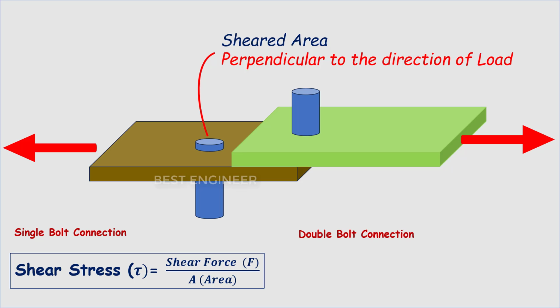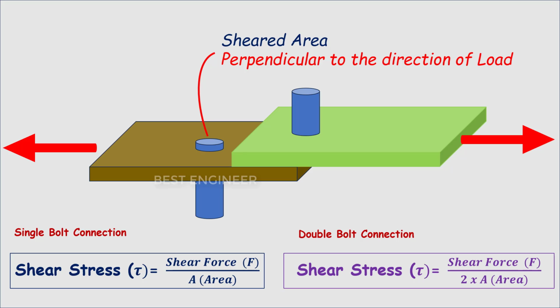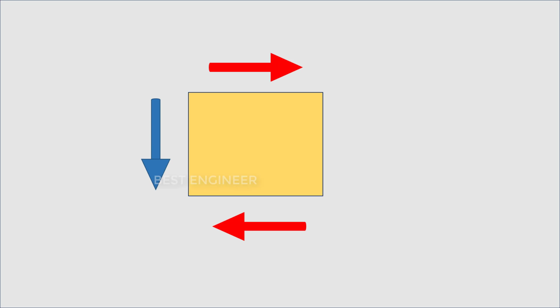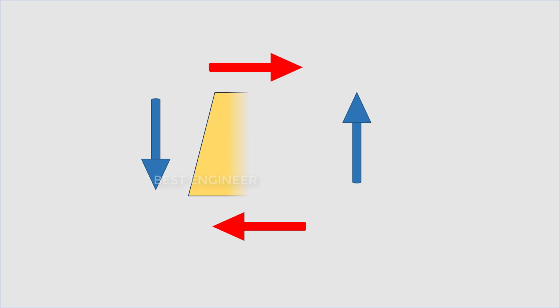In case two bolts are used, double the area will resist the force, therefore the cross-section area should be doubled for the stress calculation. The shear stress formula is shear force divided by 2 times area. A box is acted upon by shear forces at the surfaces. It will tend to slip like this. The stress developed due to the shear force is called shear stress.